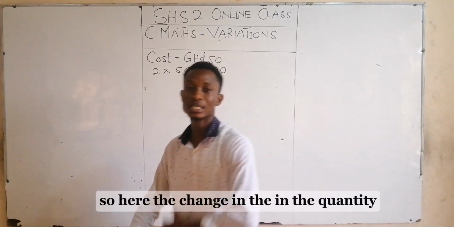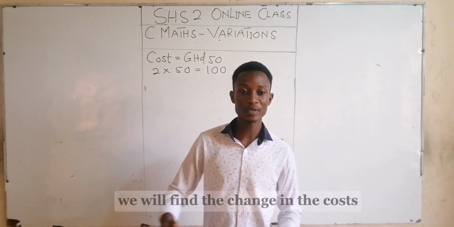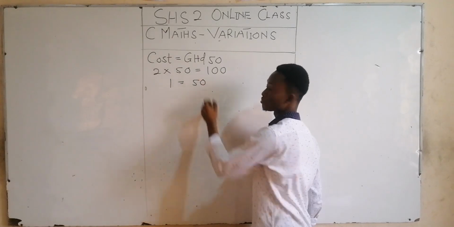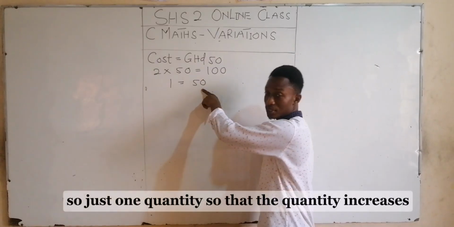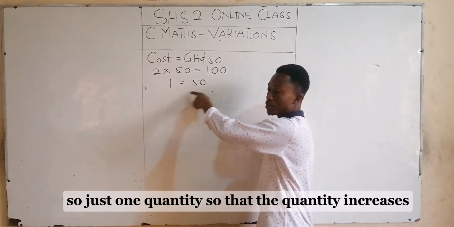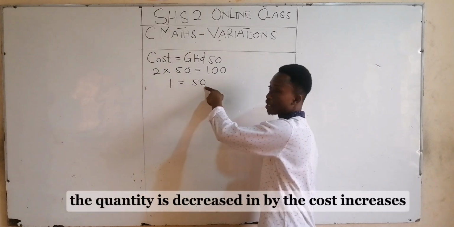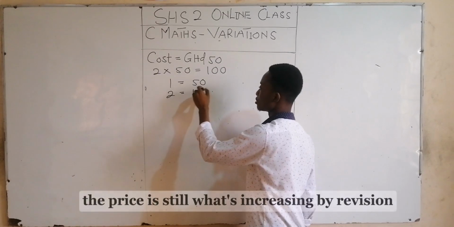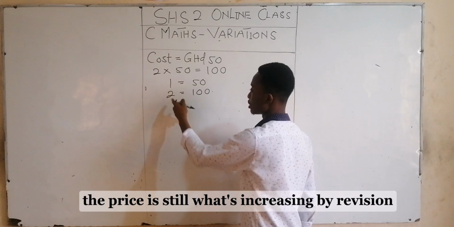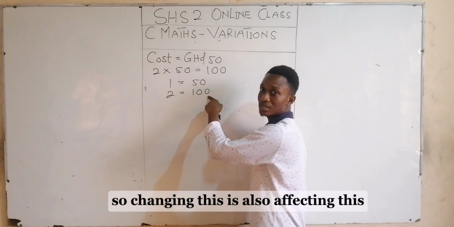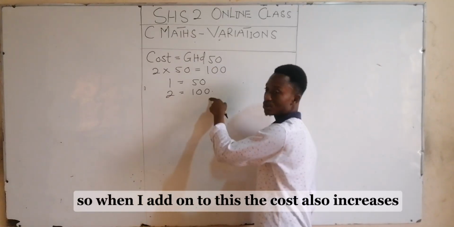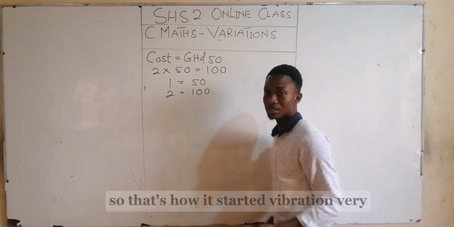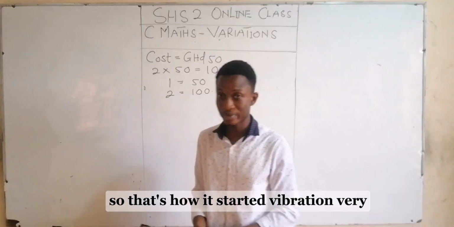So here the change in the quantity will affect the change in the cost. If I want just 1, it's 50 cedis. As the quantity increases, the cost also increases. So a change in this is also affecting this. When I add 1 to this, the cost increases. When I take 1 out of it, the cost decreases. That is variation. Very, very simple.